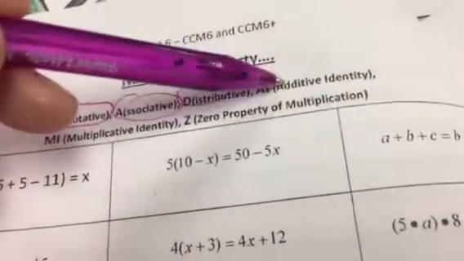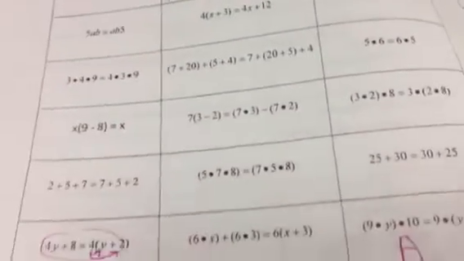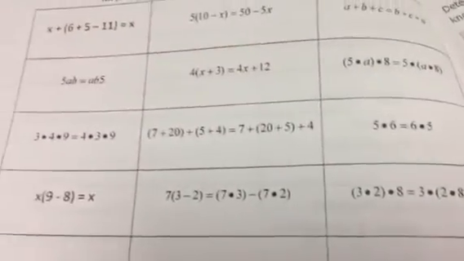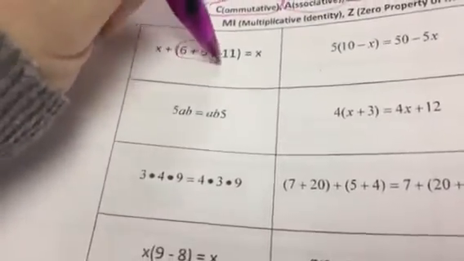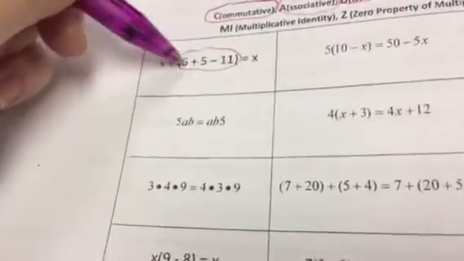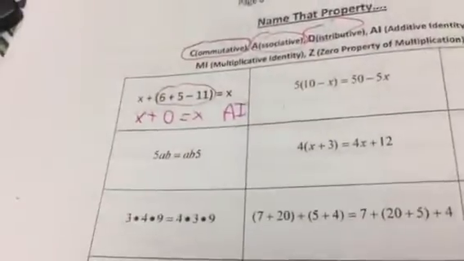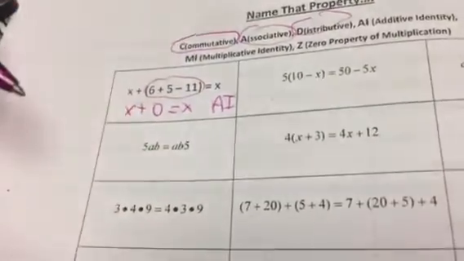Next are the identity properties, which are additive and multiplicative. Additive identity just means you're adding 0 to something and it stays the same. So let's find something where it looks like we're adding 0. Okay, this one right here is a little tricky. If you work inside the parentheses, 6 plus 5 is 11. 11 minus 11 is 0. So it turns into x plus 0 equals x, which is additive identity. So you're looking for something that starts with a number or a variable, add 0, and it equals itself.